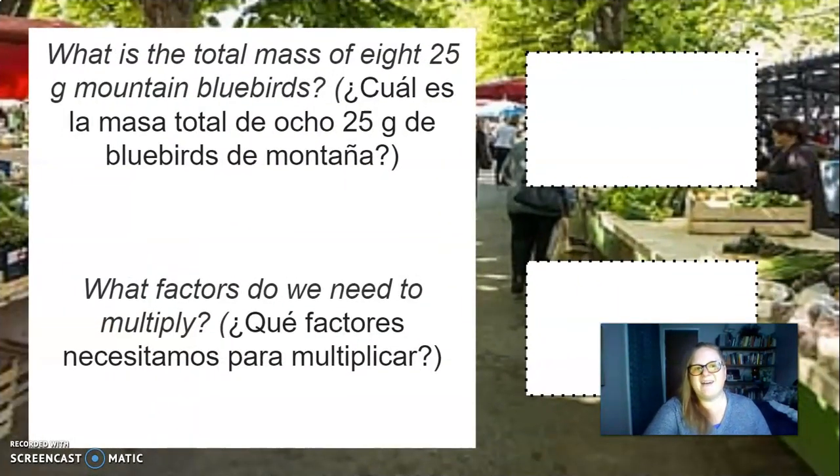What is the total mass of 8 25-gram mountain bluebirds? Try and solve it in your head, okay? We have 8 25-gram mountain bluebirds. What is your guess? Put a guess right here because we are going to be going over it, okay? What factors do we need to multiply? What is the total mass of 8? So I have 8 mountain bluebirds, and they're each 25 grams. So I need to multiply 8 times 25.